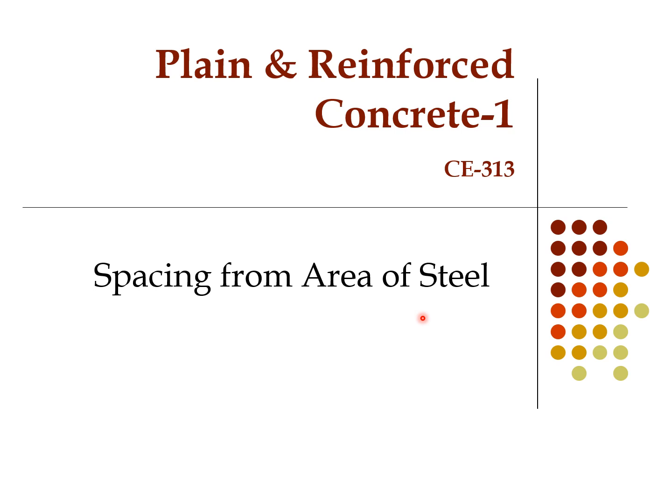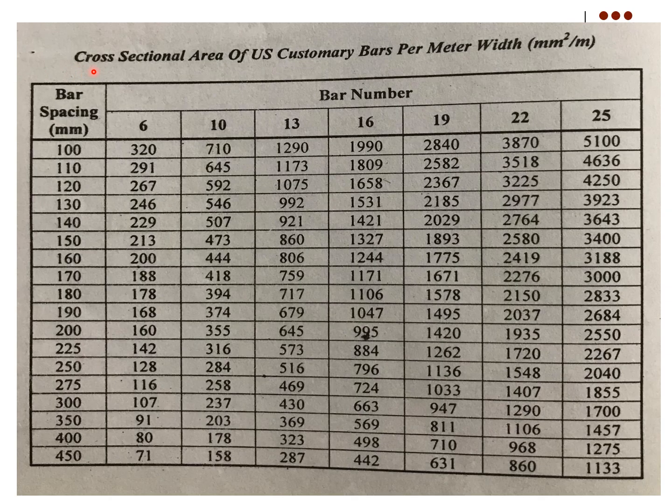Bismillahirrahmanirrahim. In this video, we will see how we can get the spacing from the area of steel in case of a slab. We have a table available in the design manual: Cross-sectional area of US customary bar per meter width, millimeter square per meter. From that table, we will figure out how we can calculate the spacing from the area of steel.